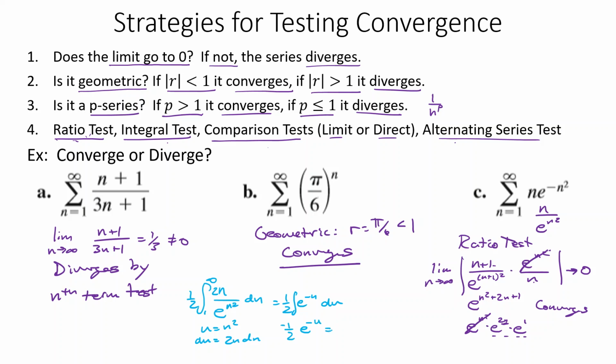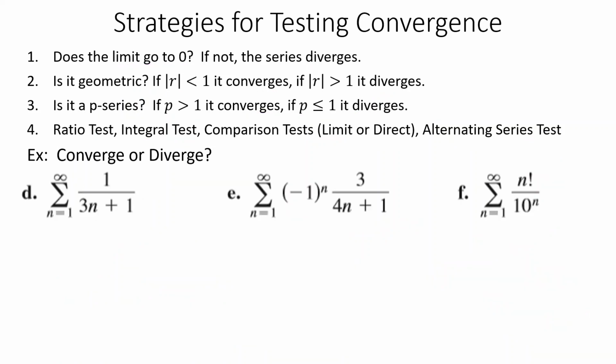And let's see, this would be negative 1/2 e to the negative n squared from 1 to infinity. We plug in infinity, we're getting 0. We plug in 1, we're getting a number. So this equals a number. So that tells us that it should converge as long as it's decreasing and continuous. All right. So that would also tell us it converges. All right. Just wanted to throw the integral test in there once.